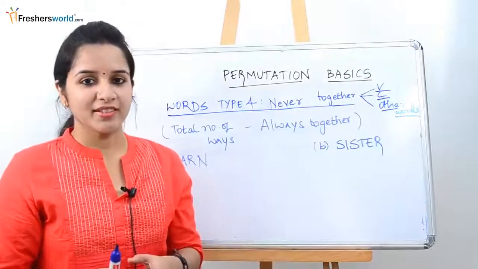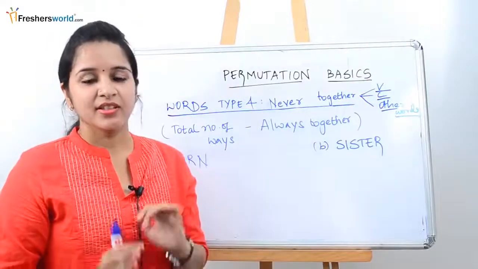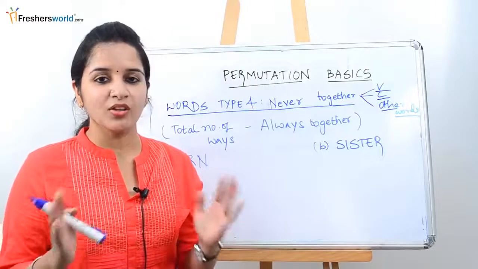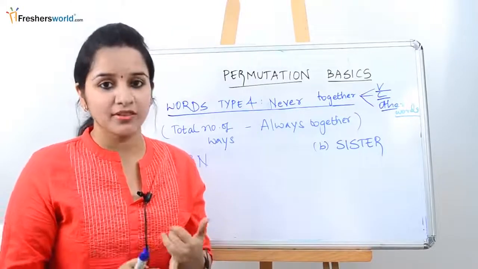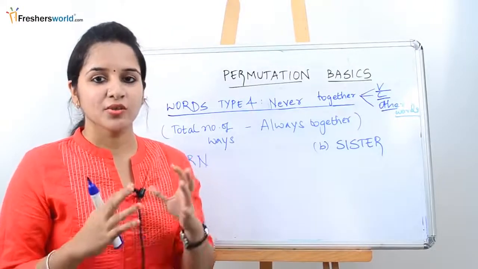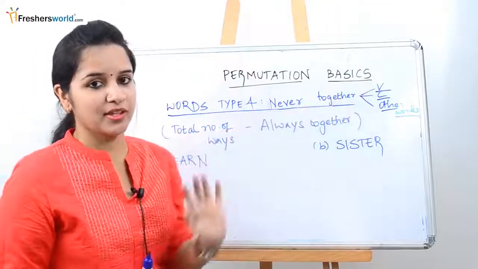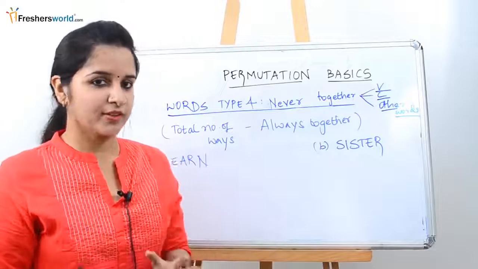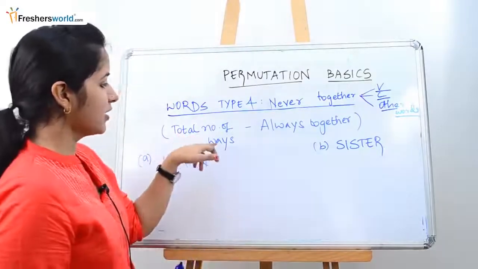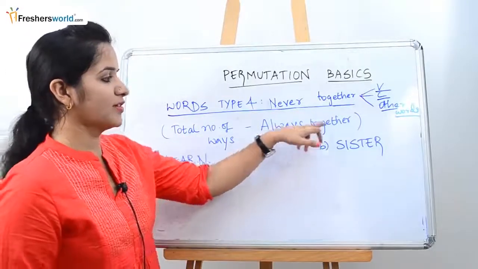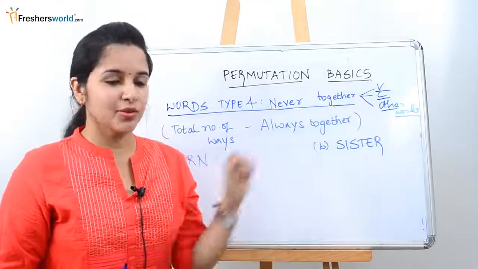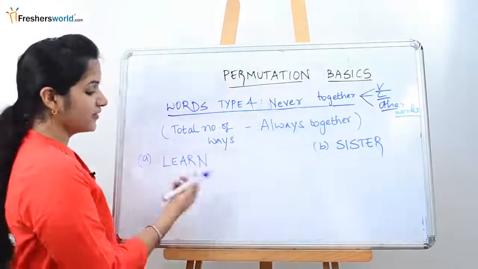This concept is nothing but never together. In the previous concept, we dealt with always together with respect to vowels, consonants and other words. Similarly, we are going to take the 3 types for the concept of never together. So what is the formula here for never together? It is nothing but total number of ways minus always together. Let's take an example to understand the concept better. Let's take the word LEARN.